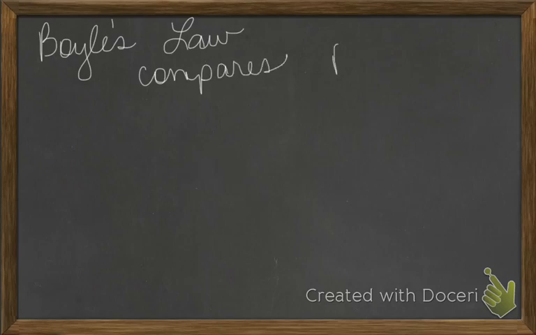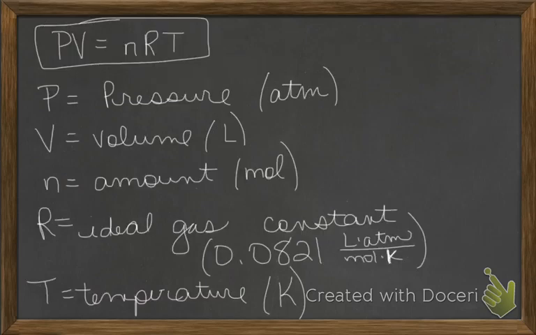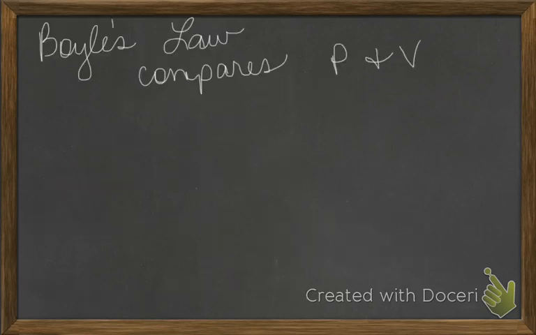So, in other words, we're going to change pressure and see how it affects volume. In comparing pressure and volume, we have to hold what constant? If P and V are going to be compared, then that means the n and the T are held constant. So we're at a constant temperature and a constant amount of gas. Notice I'm not referring to R because R is a constant, so it's always constant in these equations.